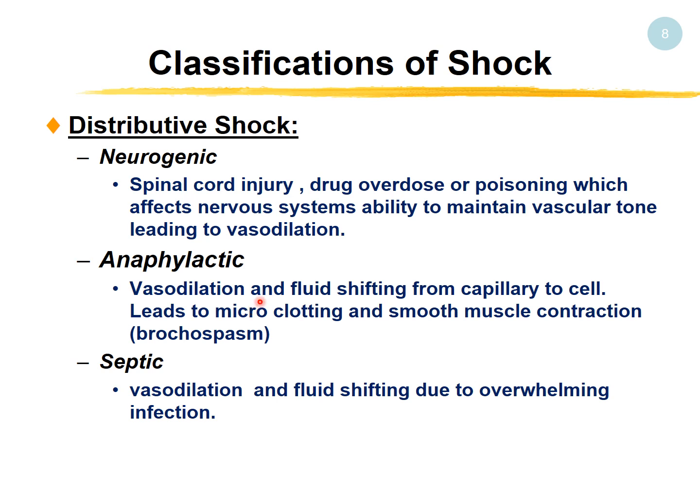IgE-mediated degranulation of the mast cells, or histamine liberation, which causes vasodilation, clot formation and bronchospasm, so respiration plus the peripheral perfusion become abnormal. And septic shock is usually a combination of all of this: vasodilation, fluid shifting due to the overwhelming infection, and heart deterioration, along with the bacterial infection. So that leads very fast to the final stage of shock.